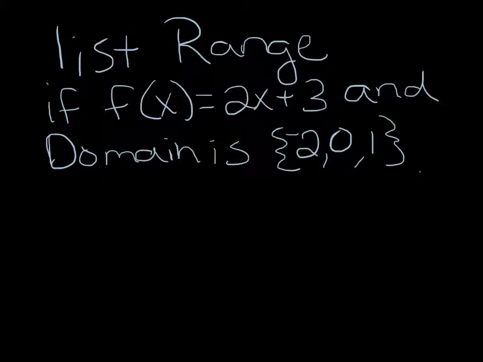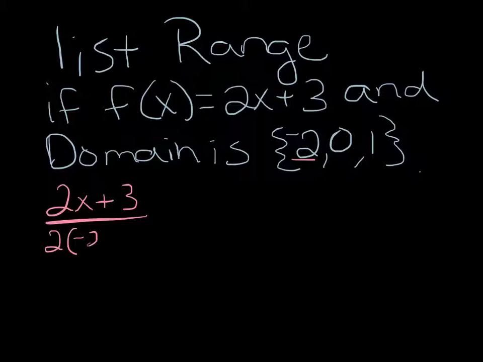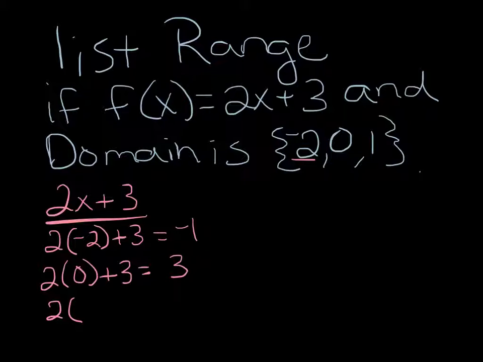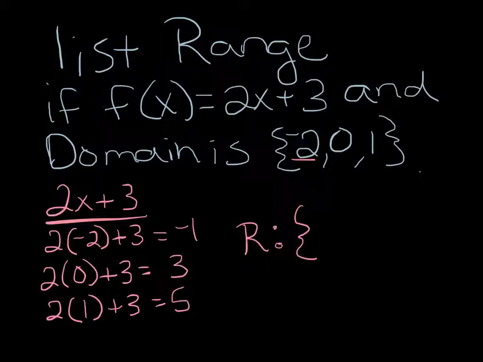Alright, we want to list the range if we're given the domain and the function. So remember, f of x is just another fancy way to say y equals. So we have 2x plus 3 as our function. So 2 times our first domain value, which is -2, plus 3. That's going to give me -4 plus 3, which is -1. 2 times 0 plus 3 gives me just 3. And 2 times 1 plus 3 gives me 5. So my range is just -1, 3, and 5.